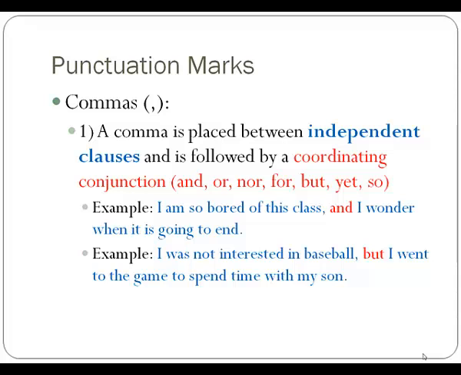Example number 2. I was not interested in baseball, but I went to the game to spend time with my son. I went to the game to spend time with my son would be an independent clause. It could stand on its own, and it's attached with this word but, so after the last word in the first independent clause, you would have the comma.